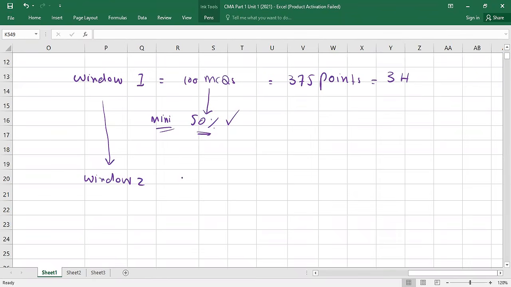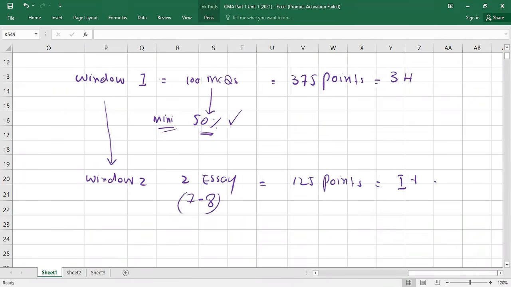In window 2, you will have 2 essay questions. 2 essay questions means one long question. Each question will have 3 to 4 requirements, which you have to type. So 2 essay questions in total with 7 to 8 requirements in total. And here you will have 125 points, and you have 1 hour to attempt.